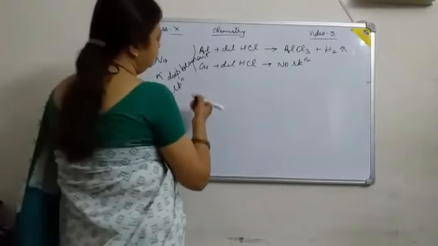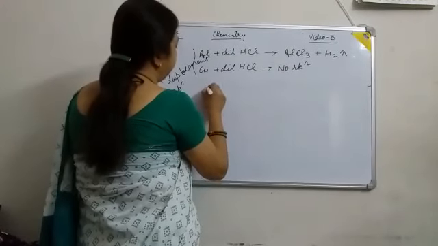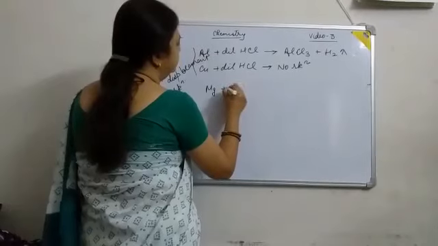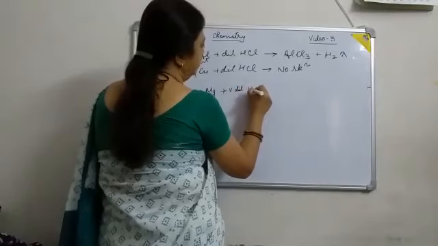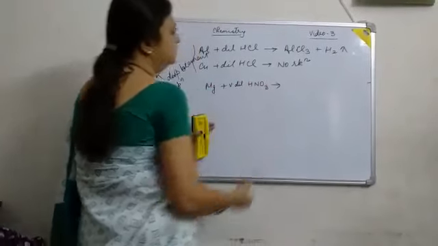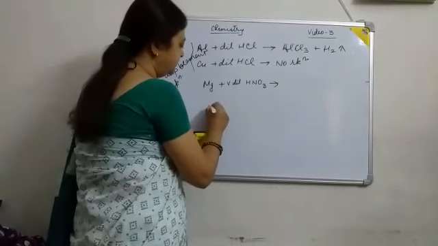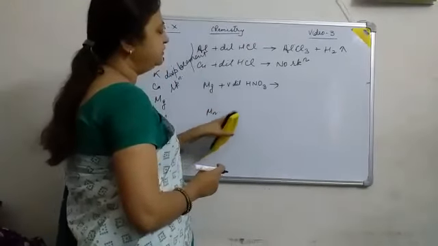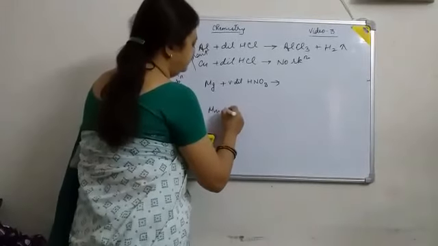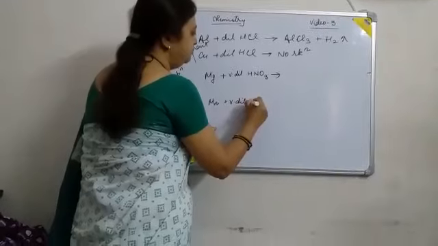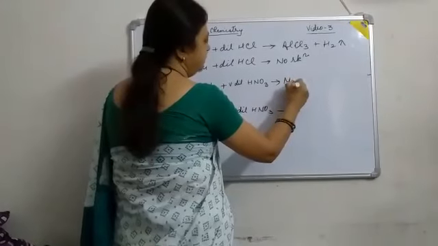But to revise it, let's start the reaction of magnesium with, not dilute, very dilute nitric acid. There are two metals, magnesium and manganese, which can react with very dilute nitric acid to form hydrogen gas. Very dilute nitric acid to form hydrogen gas. And the product is magnesium nitrate.